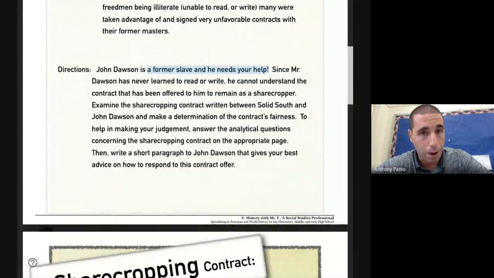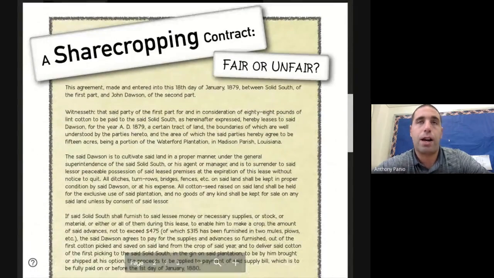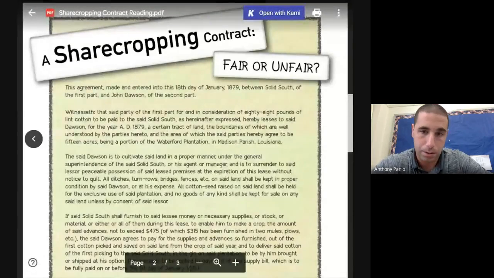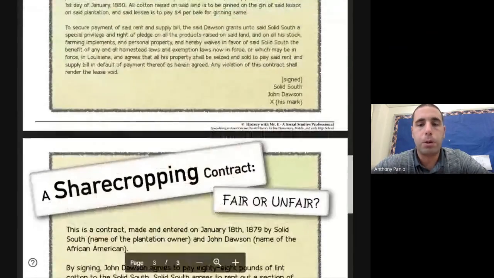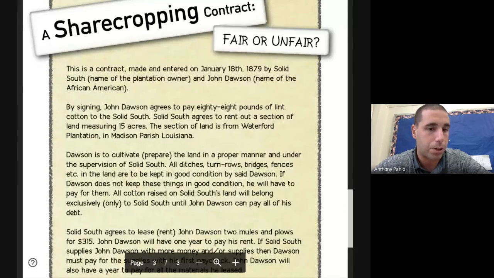Okay, so everyone pay attention carefully, because you're going to get a little freaked out when I show you the first thing. This is the original sharecropping contract. This is an actual contract from January 1879 for a sharecropper. All I want us to do is just quickly look at this. But a majority of what you'll be reading is on the next page. It's a little bit shorter and it's put into 8th grade language.